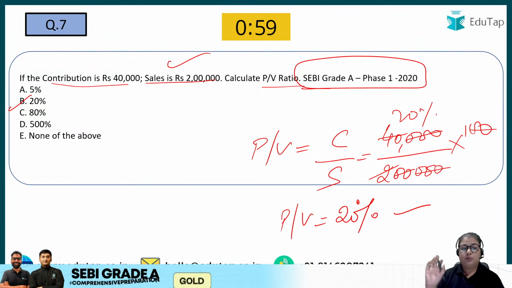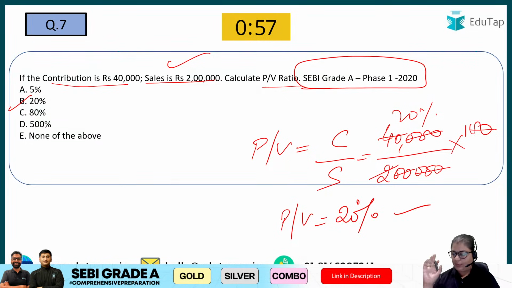So, okay, moving on. I hope this was easy. 20%, everybody has answered it correctly. Very good.